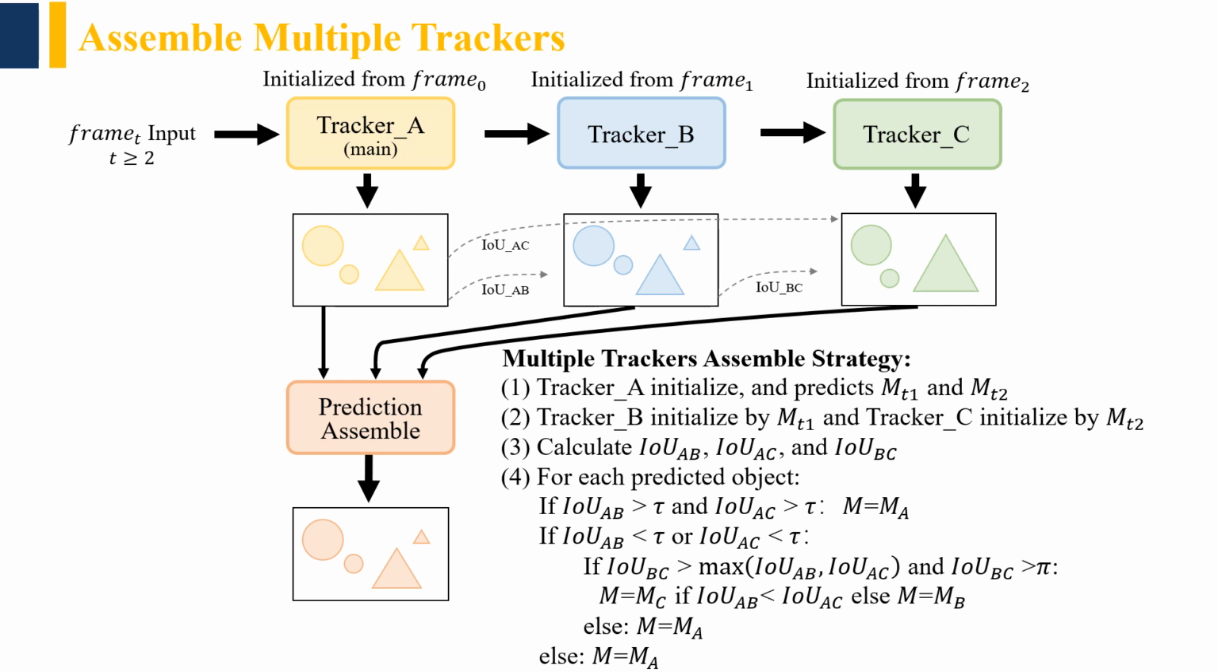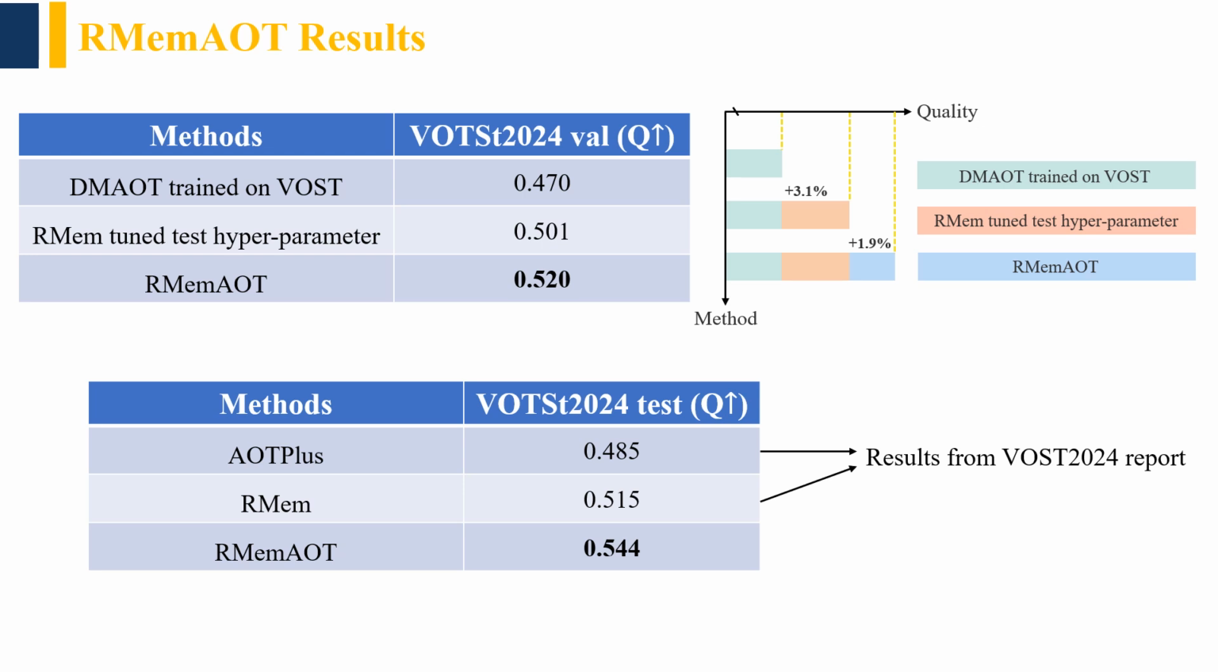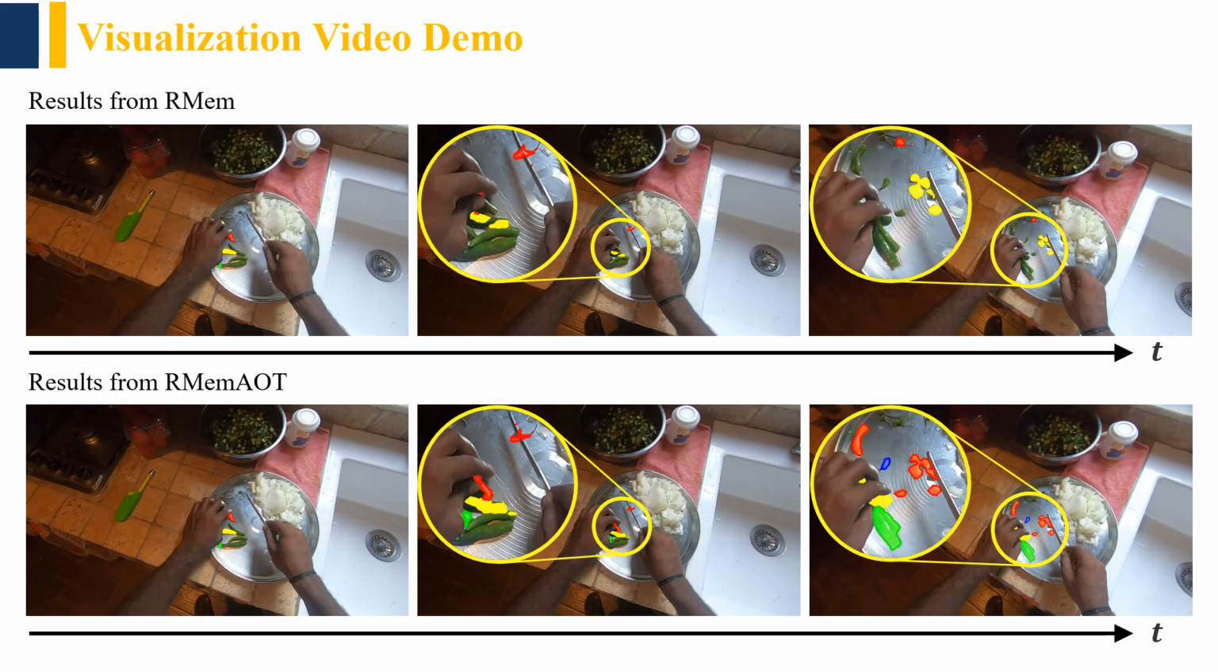At last, we achieve remarkable results on the VOTSt 2024 validation set, obtain a quality score of 0.544 on the test set, and rank first in the VOTSt 2024 competition. Here we select a challenging video and compare the prediction results from our MEM and our MEM-OT. As we can see, our MEM-OT can stably track and segment objects with large transformations, occlusions, and similar target interference.